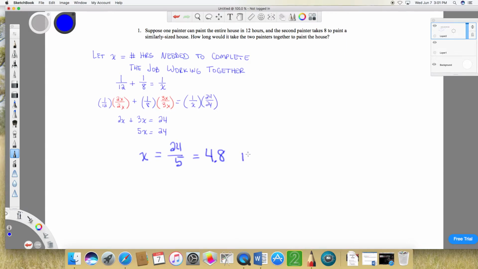4.8 hours. So that's what's needed. That's the length of time that it takes the two of them working together to complete this job.